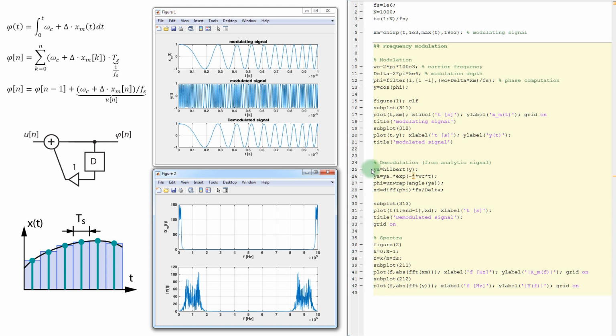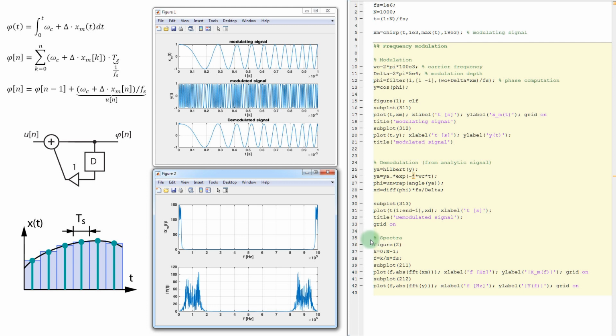Now let's take a look at the demodulation. Here I will do it using the analytic signal. First I will obtain the analytic signal using the function Hilbert, and then I will frequency shift it by the amount given by the carrier frequency. Next, I will obtain the phase of the analytic signal and unwrap it. Once I have the phase, I will have to take its derivative and divide it by the modulation depth. That will give me the instantaneous frequency of the signal, which will be the demodulated signal. In this code, I plot the demodulated signal, and you can see it here. Note that the demodulated signal nicely corresponds to the modulating signal.